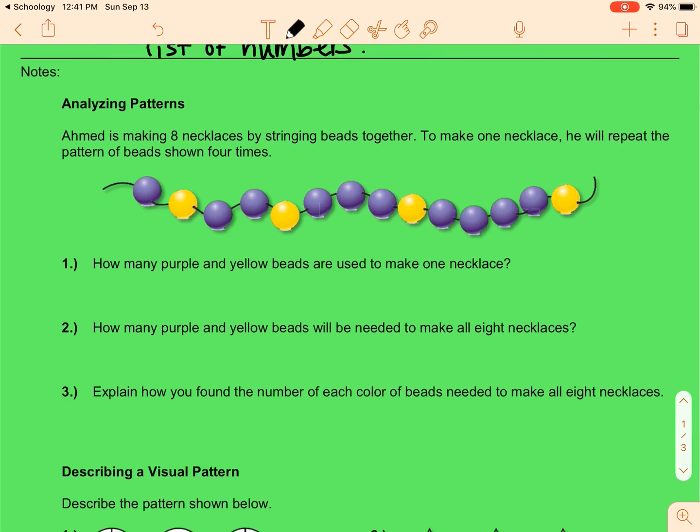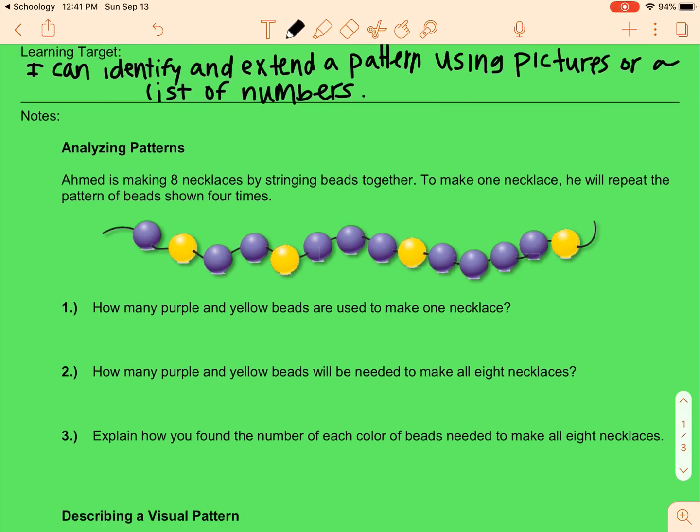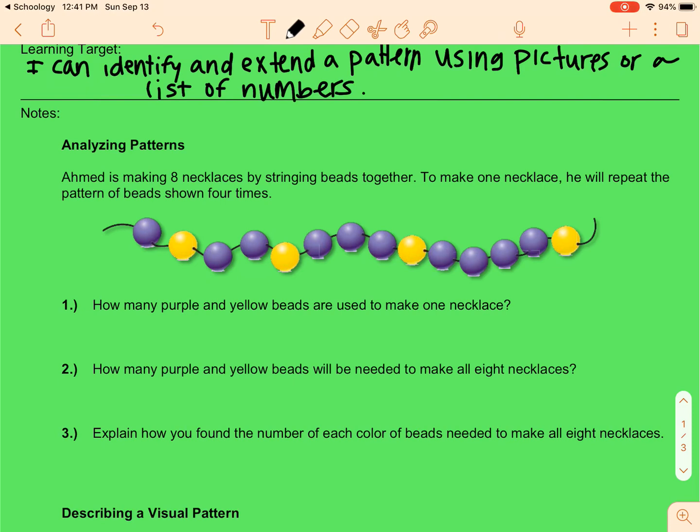Alright, so we're going to start on analyzing patterns. It says, Ahmed is making 8 necklaces by stringing beads together. To make one necklace, he will repeat the pattern of beads shown 4 times. So he's going to be repeating this 4 times. So we want to know how many purple and yellow beads he's going to use to make one necklace.